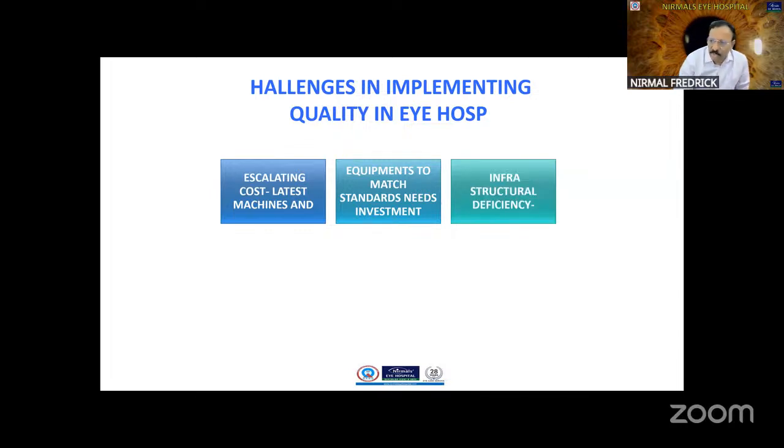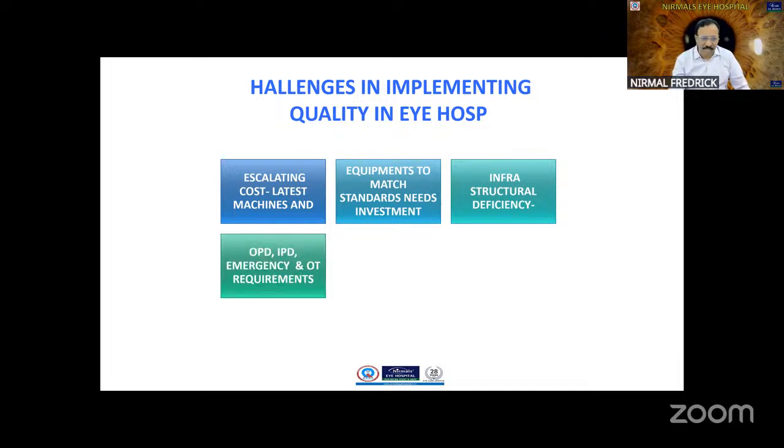You also need to find out any infrastructural deficiency in the hospital. For example, a lift or ramp may be needed for vulnerable patients. And for OPD or IPD, if there are any emergency requirements like a crash cart, Boyle's apparatus, or a Class B autoclave, all those things have to be listed, and you see what all you can get during the implementation.